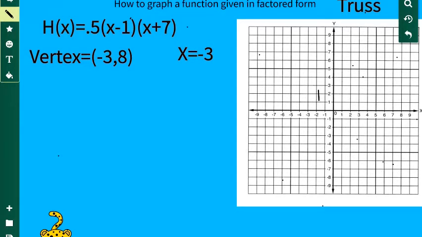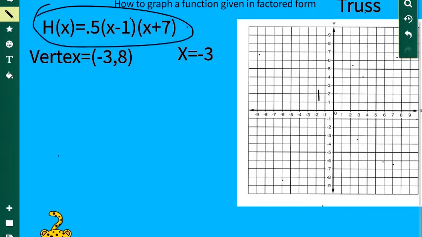So, what we're trying to figure out today is how to graph a function given in factored form. My name's Tanaya Trust, like I've already explained, and this is our problem.